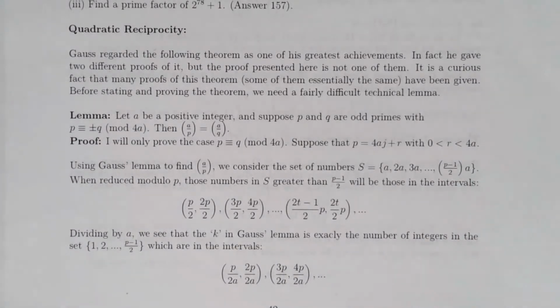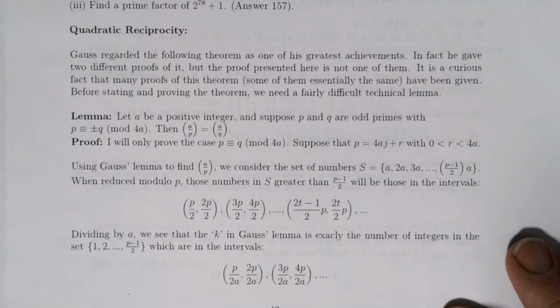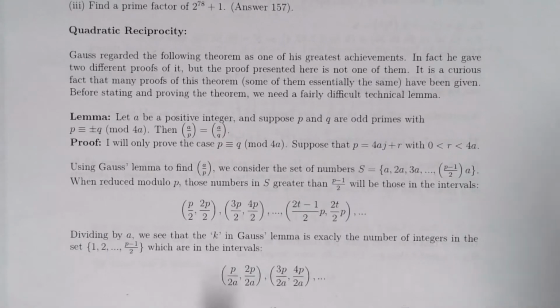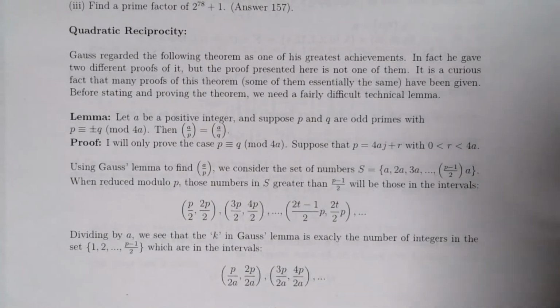Well, welcome again to our journey into algebra and number theory, and we've been looking at quadratic reciprocity. So I'm going to now give a little lemma, and then I'm going to state what the quadratic reciprocity theorem is all about. Gauss regarded this quadratic reciprocity theorem as one of his greatest achievements. In fact, he gave two different proofs, probably more than two different proofs of it, but the proof presented here is not one of them.